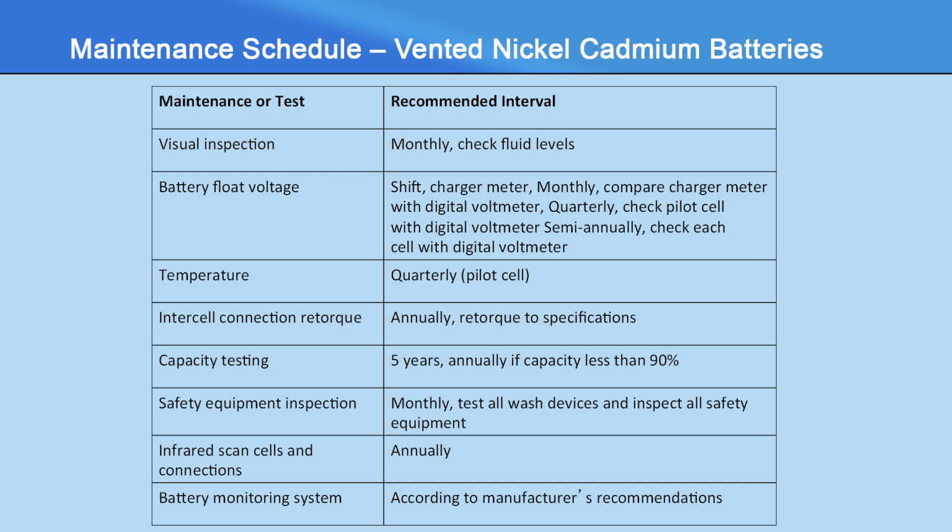Next test is safety equipment inspection, which is done monthly, in which test all watch devices and inspect all safety equipment. Next test is the infrared scan of cells and connections, which is performed annually. And last is the battery monitoring system, which is performed according to manufacturer's recommendations.